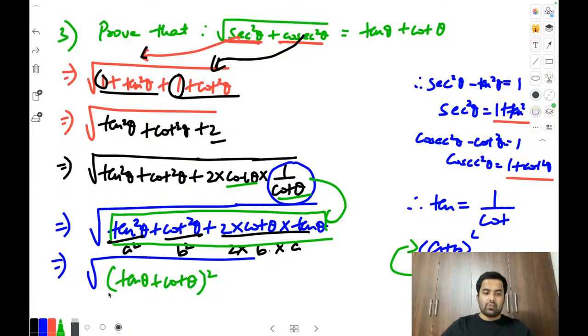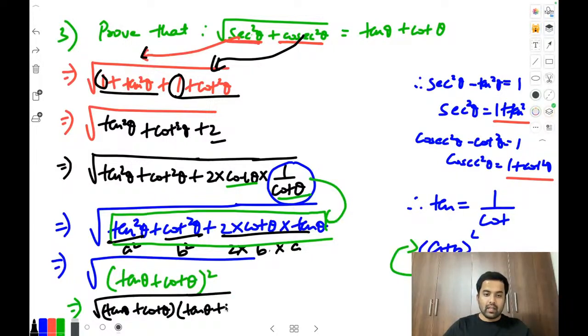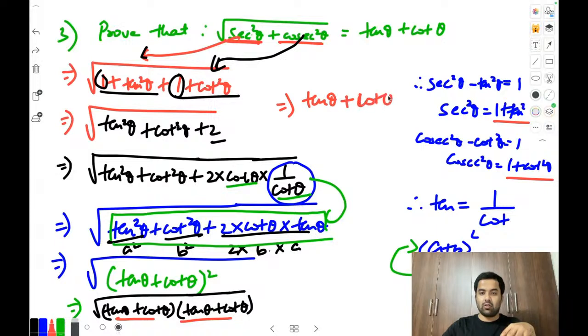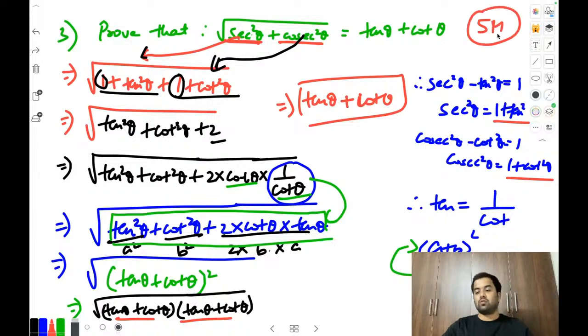Okay, so the last answer will be what? Root under. Here, let me mention it briefly. I can write the answer directly, but let me mention the brief. It is tan plus cot whole square, so 2 times we can write now. Same thing. And you know that if it is a square root and the same number is there 2 times, what we used to do is take one number outside. So the answer will become tan theta plus cot theta. That's all. This question was for 5 marks.